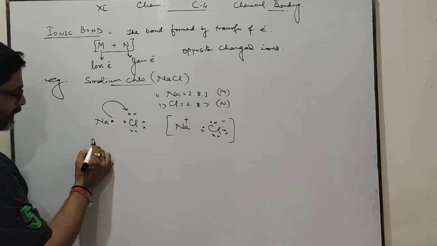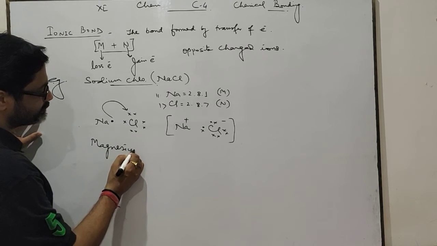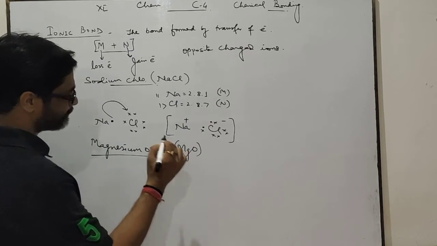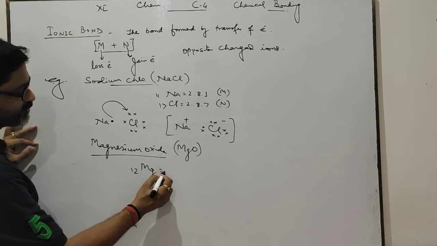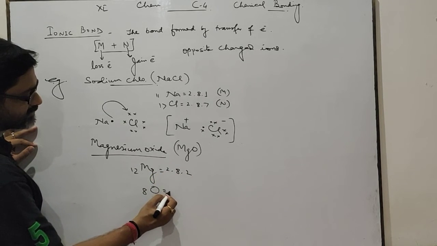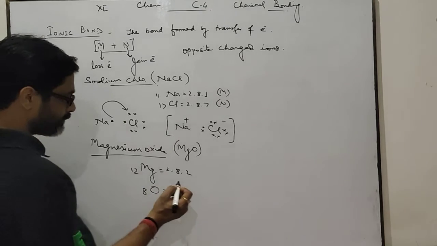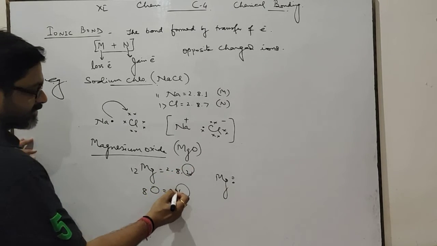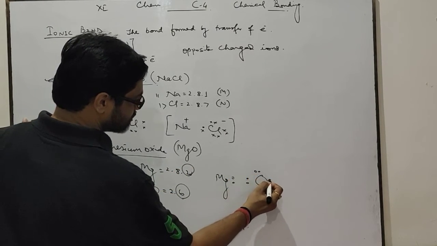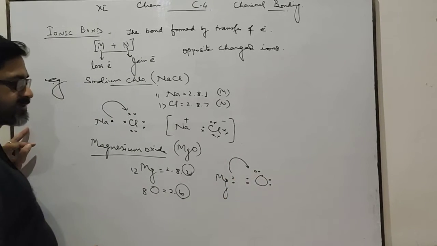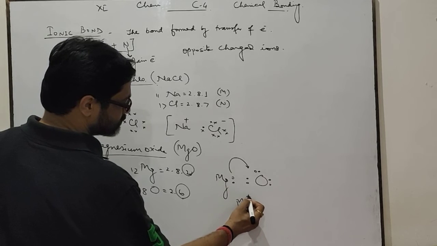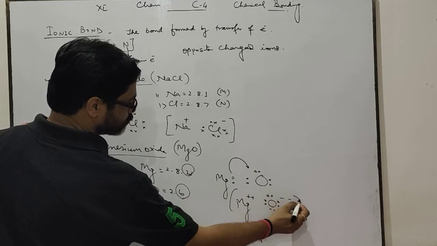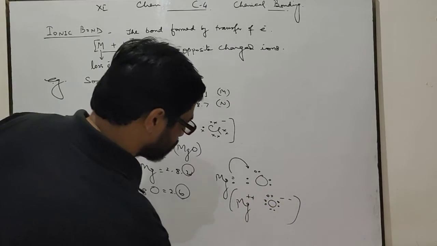Take one more example. Magnesium oxide. This one is MgO. Atomic number of magnesium is 12, configuration 2, 8, 2. Oxygen is 8, configuration 2, 6. Magnesium contains 2 valence electrons, whereas oxygen contains 6 valence electrons. Like this, magnesium transfers its 2 electrons, Mg becomes 2 plus, and O completes its octet and becomes 2 minus. This is the structure of magnesium oxide.